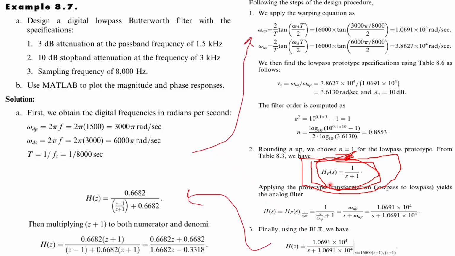So just find out the prototype and then put the value of s. S will be, for the low pass filter, how much? Omega divided by omega. Then put the value whatever you got from here, and then solve it, you will get h of z. So these are the steps to find out, right?